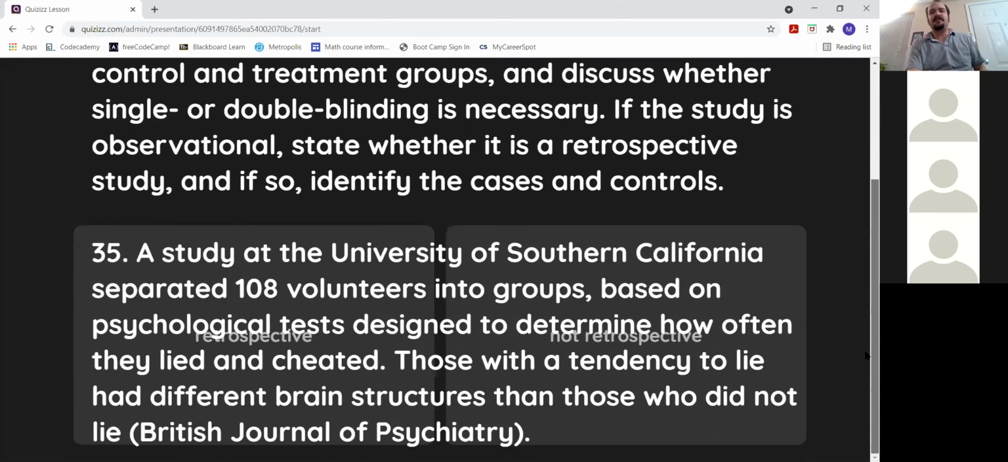And so then the next question is, is this retrospective or not retrospective? So do we have a variable and a control? Did it set itself up so that there's a variable and control that determine another factor?